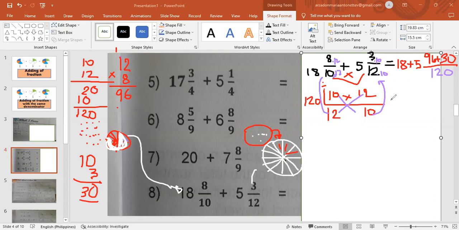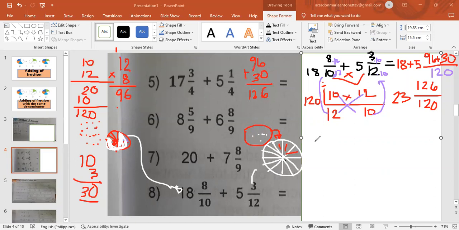So 18 plus 5 is 23. Then next, 96 plus 30. Oh, how to add that one? 96 plus 30. 6 plus 0 is 6. 9 plus 3 is 12. So the answer is 126. 126 over 120. Okay, class. Do you think we are done?